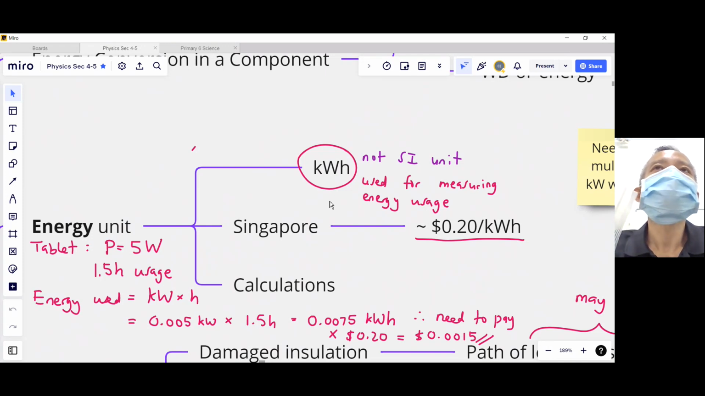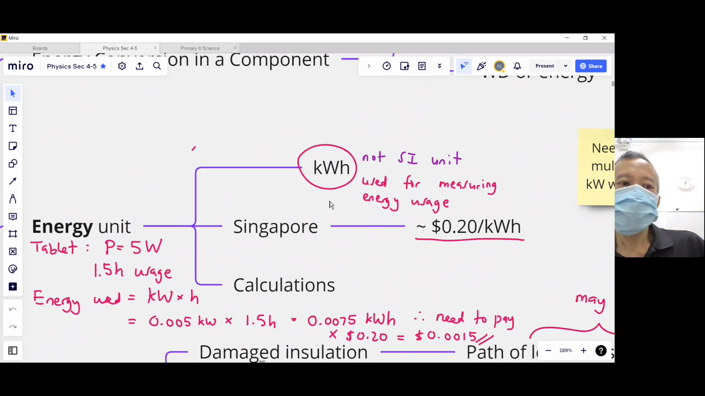And in the case of Singapore, typically you'll be given this costing. This is the rate for Singapore, about 20 cents per kilowatt hour. Now, my only reminder to you, please, if you want to calculate how much energy you're using, make sure you get your power rating in kilowatts.